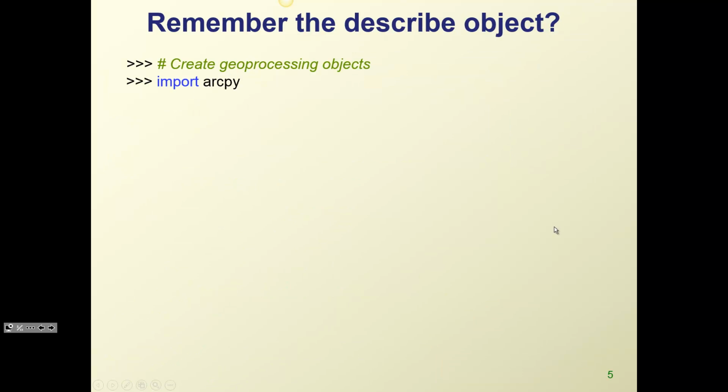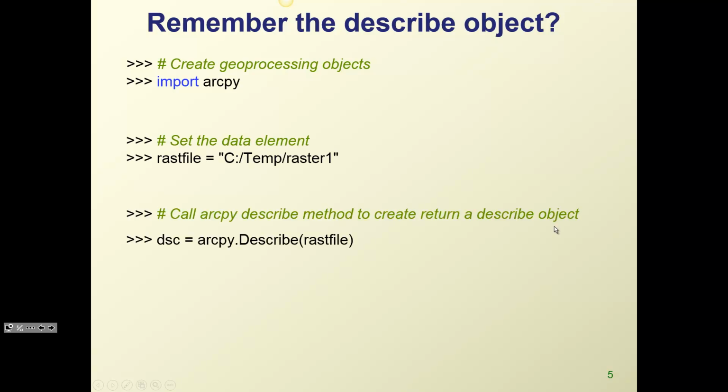We've used objects a lot. Remember the describe object we used for ArcPy? We could say import ArcPy, set up a path for a data set. We could call the ArcPy describe method, and it returned, remember what it returned? Yeah, a describe object. It gives you back a describe object which had properties. You could now say DSC dot what, for example?